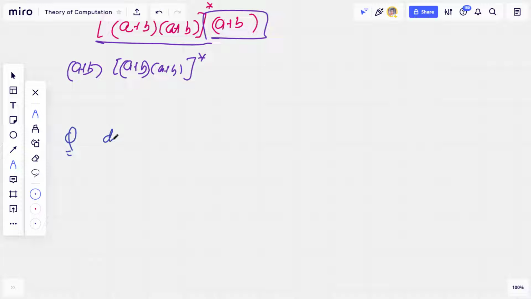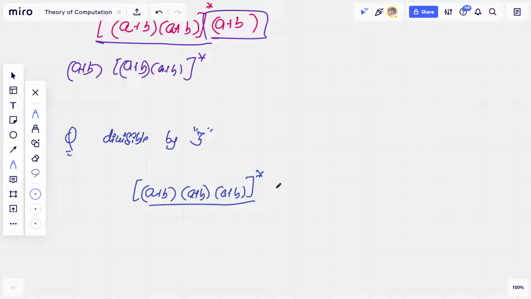A set of strings such that the string length is divisible by 3. What is the idea? You take the smallest regular expression that is divisible by 3, and you repeat it over and over. So what is the smallest regular expression that is divisible by 3? It will be a or b followed by a or b followed by a or b. So this is 3 length strings, and I repeat it over and over. If I put 0, it will be a 0 length string. If I put 1, it will be a 3 length string. If I put 2, it will be a 6 length string.